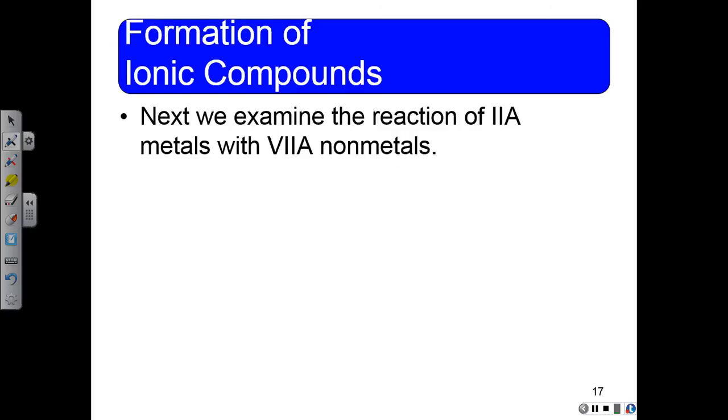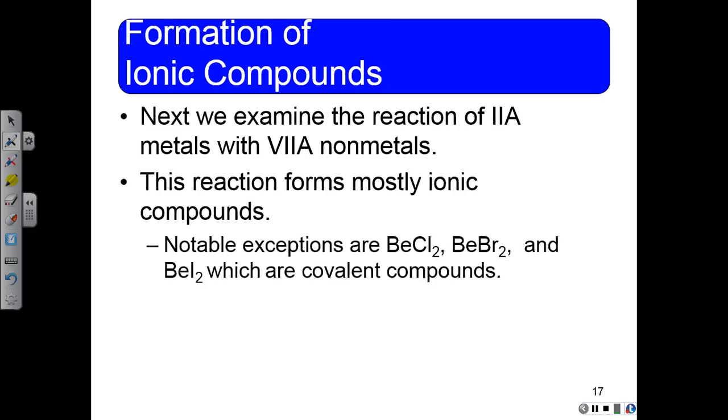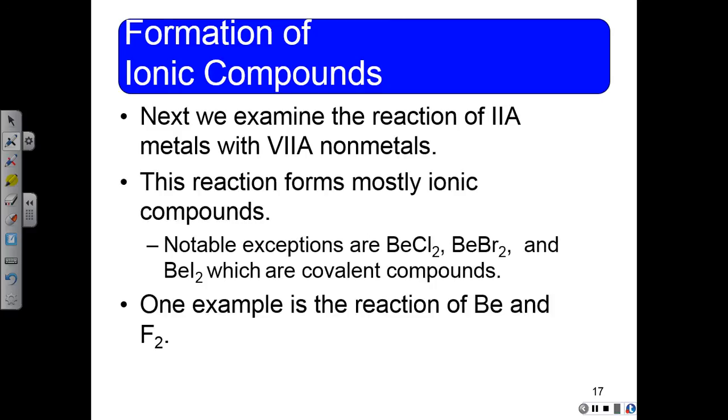Okay, so now we can look at a different combination. We can take a 2A metal, so look at your group 2, and a 7A nonmetal. Once again, we're going to look at a halogen, but this time with a 2A. There are exceptions, but we're going to look at what happens the majority of the time. If we take beryllium as a solid and fluorine gas, we form BeF2, beryllium fluoride.